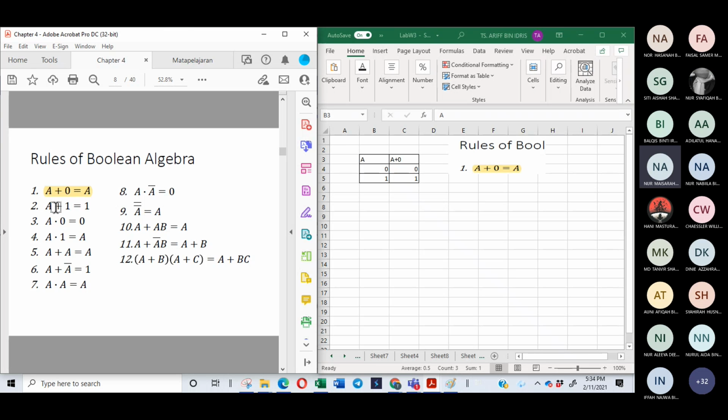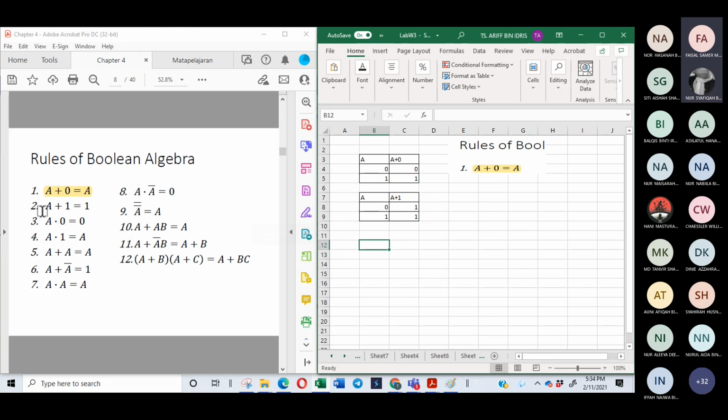Okay, maybe A plus 1. We try A plus 1. Okay, I want you to do it together, and then we figure out the answer. So this one you change to A plus 1. Okay, A is 0. What is the answer for 0 or 1? 1. Okay, right. A is 1. What about 1 or 1? What is the answer? 1.